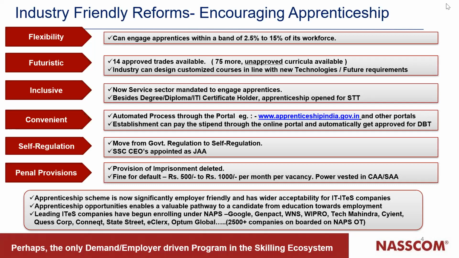But having said that, since it is so flexible and so easy, we have already onboarded in the last 4 years more than 2,500 companies, and the majority of them were IT-ITeS, and many were from the non-IT-ITeS sector also. Here are some companies that have been listed, all the big names, to give you more confidence, like Google, WNS, Wipro, Tech Mahindra, Cyient, and the list goes on. I can't list all the 2,500 companies here, but they have all opted for, adopted and implemented apprenticeship.